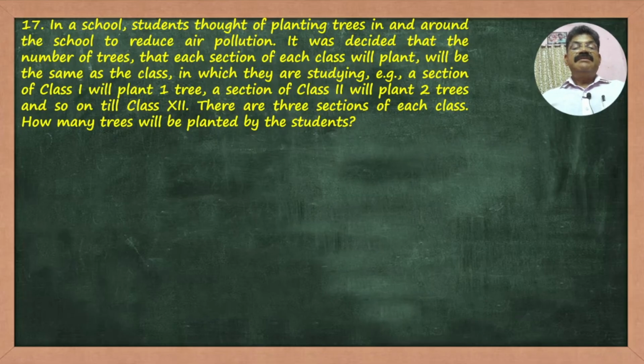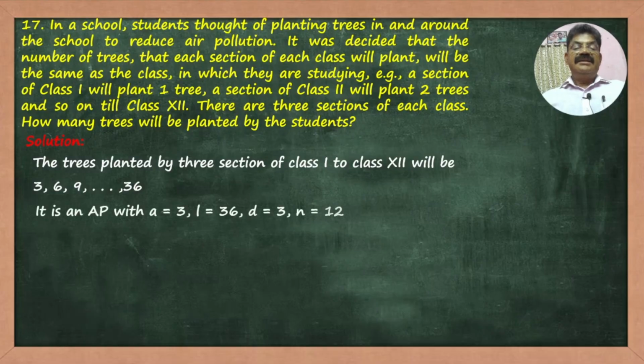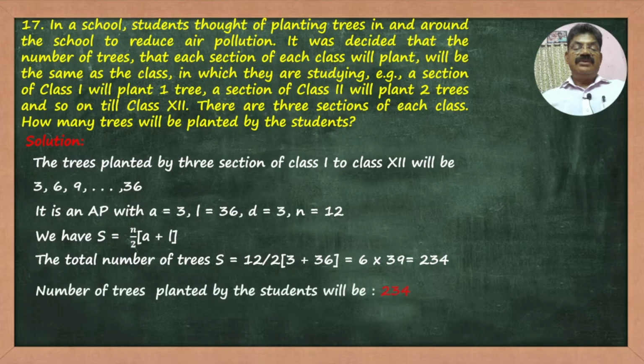Here also the problem seems to be big, but the answer is very simple. The trees planted by three sections of class 1 to class 12 will be 3, 6, 9 to 36. It is an arithmetic progression with a = 3, l = 36, d = 3 and n = 12. Therefore, S is equal to, when you substitute the values, 234. Therefore, the total number of trees planted will be 234.